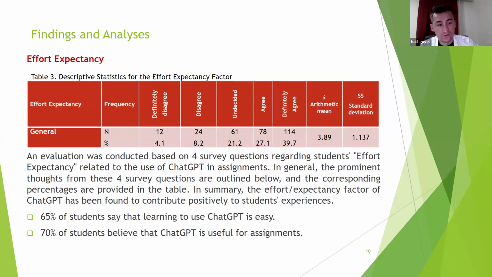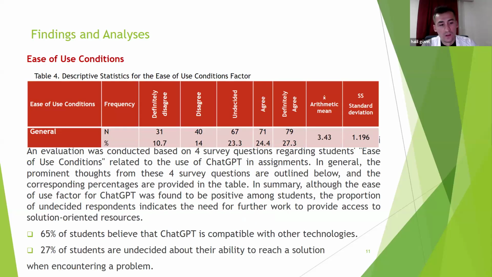An effort expectancy factor: the effort expectancy section of the survey consists of 4 questions. As I said before, we are talking about results in general right now. In summary, the effort expectancy factor has been found to contribute positively to students. And 65% of students say that learning to use ChatGPT is easy, and 70% of students believe that ChatGPT is useful for assignments.